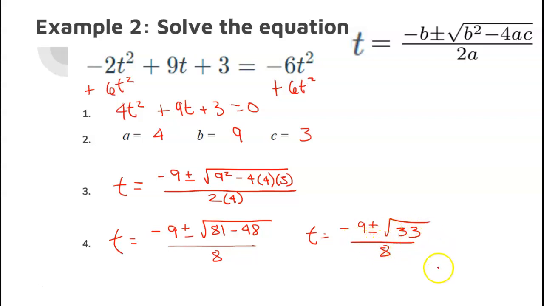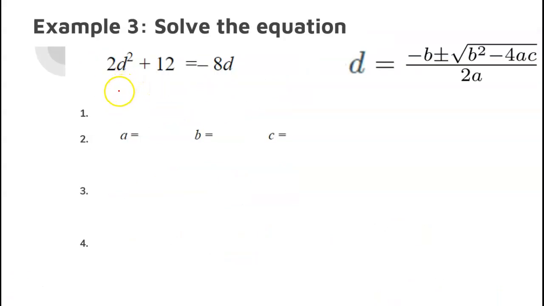And that is an irrational answer. We cannot express that as part of a whole fraction. So our irrational solution is negative 9 plus or minus the square root of 33 over 8.